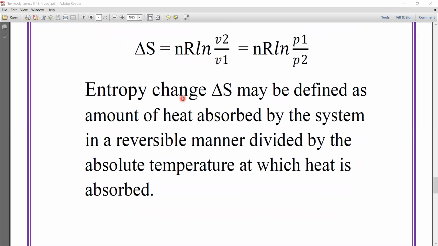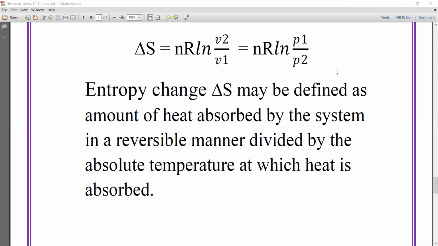Now entropy change delta S may be defined as, अब देखिए definition क्या है entropy की, जो अब तक हमने by using a graph, then different cases of entropy, and then what is the actual definition of entropy, जो हमारा concept जो heading है आज की, entropy. So entropy change that is delta S, और simply अगर entropy है तो हम उसको S से denote करेंगे. Remember entropy change है तो delta S. May be defined as amount of heat absorbed by the system in a reversible manner.